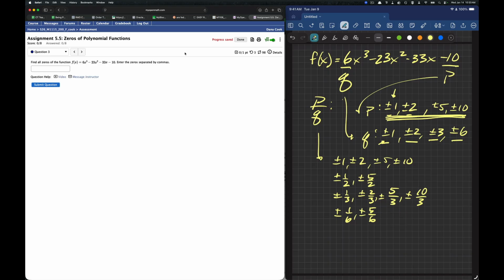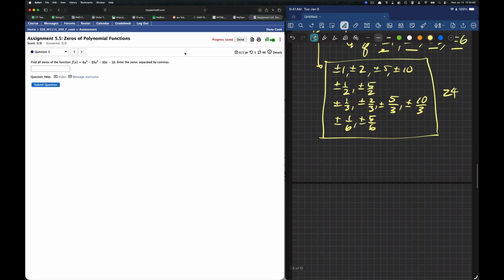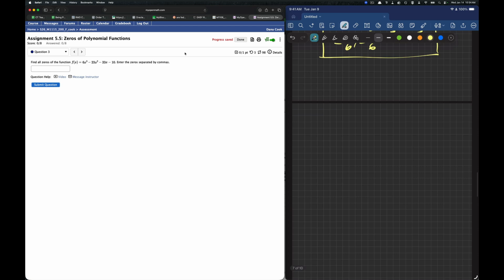So those are the possible rational zeros, or possible rational roots. I've taken a list of infinitely many numbers and boiled it down to 24. There are 24 numbers here. Now, from that list, I choose. If I choose integers, I can use synthetic division. So let's try 1.